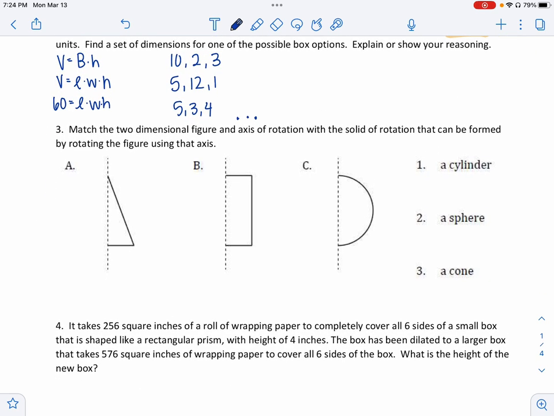Match the two-dimensional figure and the axis of rotation with the solid of rotation that can be formed by rotating the figure using that axis. So if we rotate this triangle around this axis, it's going to create a cone. That's a very bad drawing of it, but this one's going to be a cone, this one will be a cylinder, and this one will be a sphere.